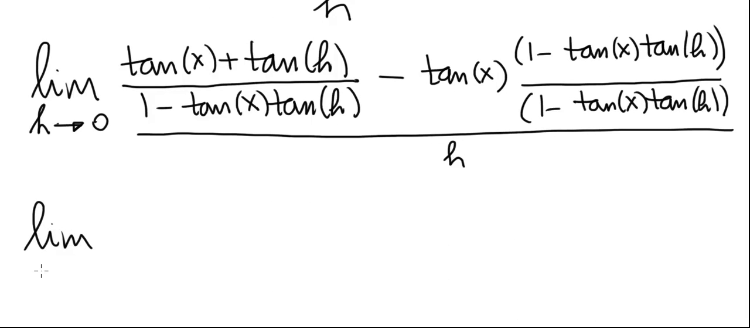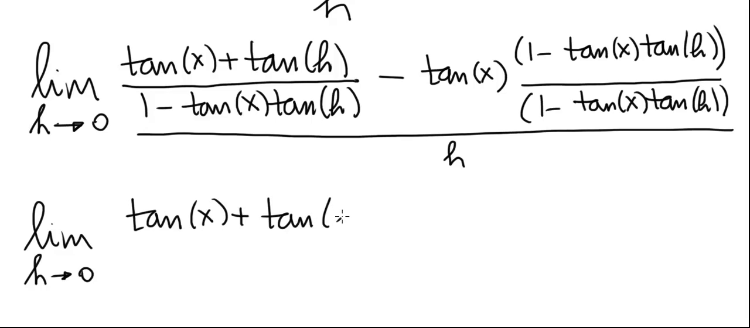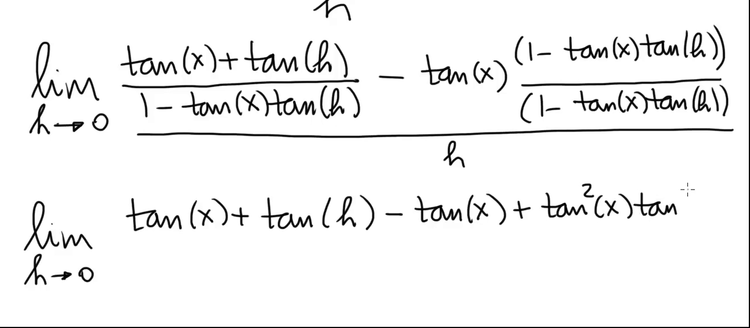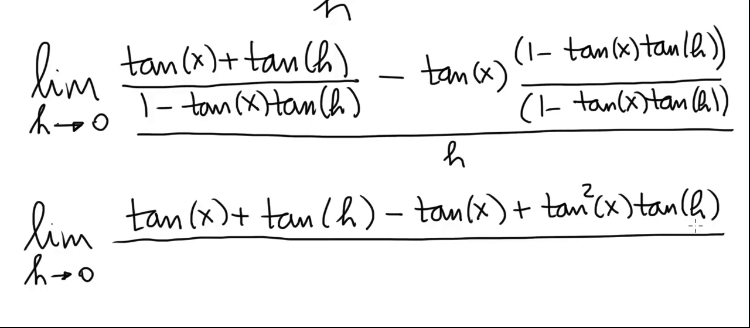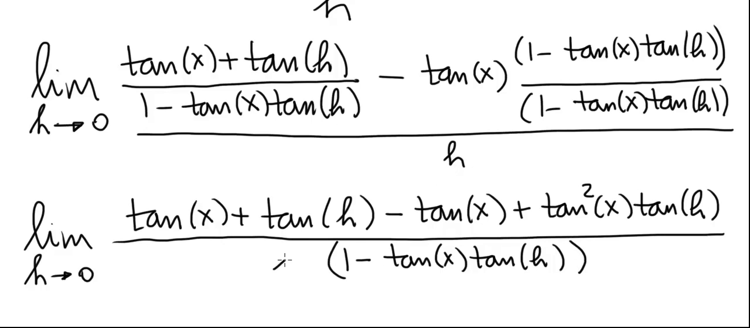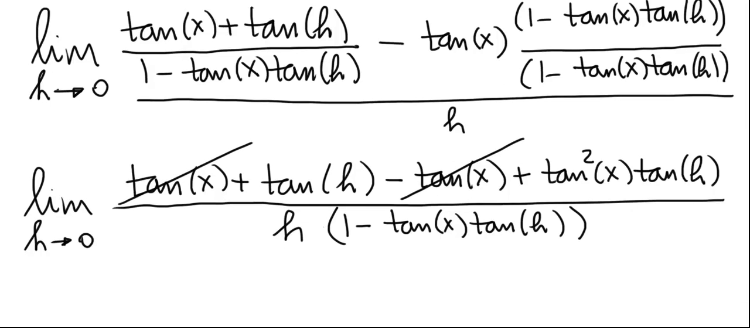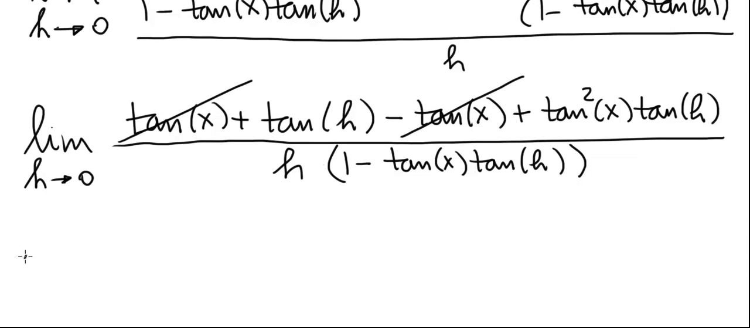This is the limit as h goes to 0. We have tangent of x plus tangent of h, and then minus tangent x times 1 is minus tangent of x, minus tangent x times minus tangent x tangent h, that would be plus tangent squared of x times tangent of h, and all of this is divided by 1 minus tangent of x times tangent of h, and all that is divided by h, but that's equivalent to having h multiplied by 1 minus tangent x tangent h in the denominator. So now we see that we cancel tangent x and tangent x, and what we have left in the numerator is tangent h plus tangent squared x tangent h, which have tangent h in common.